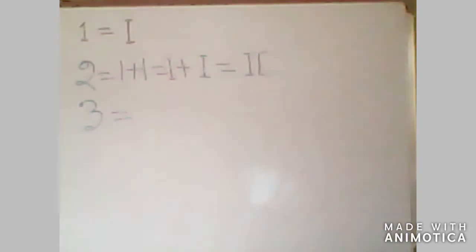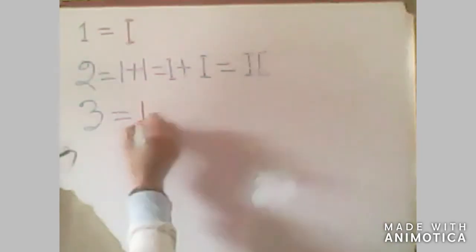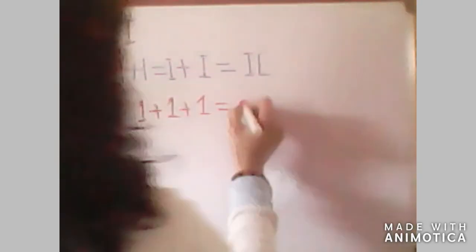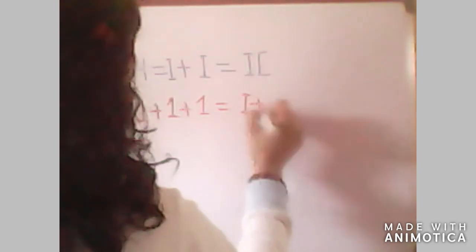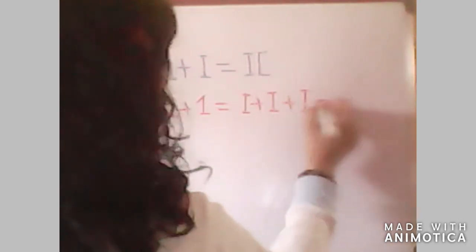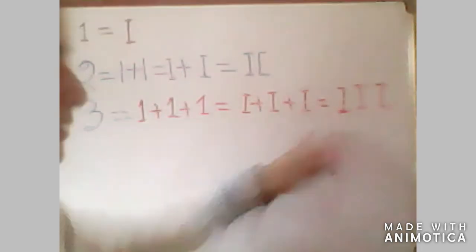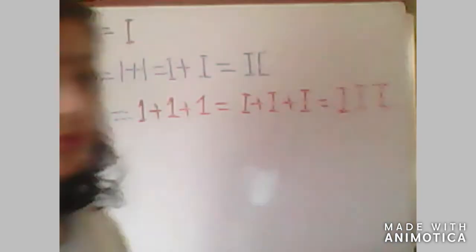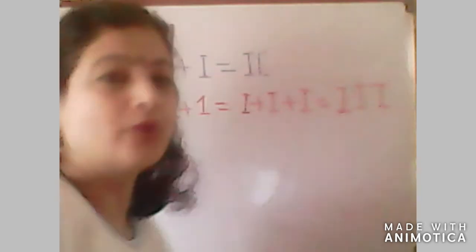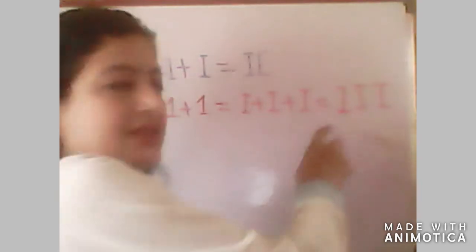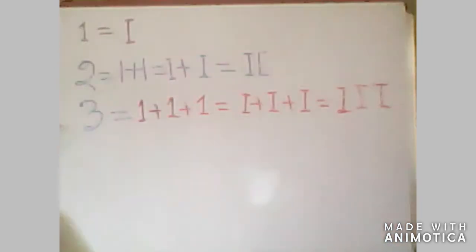Number 3. 1 plus 1 plus 1, so it will give us 3. I plus I plus I means III. But in the case of 4, we can't write IIII, because according to the rule, we can repeat any numeral a maximum of 3 times.